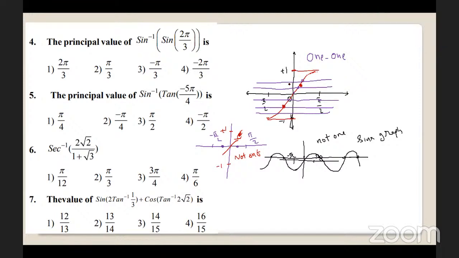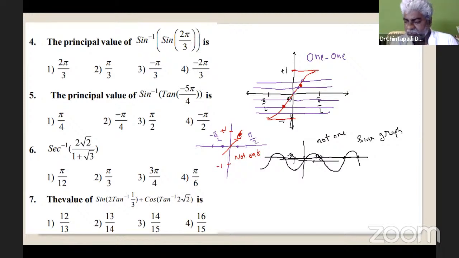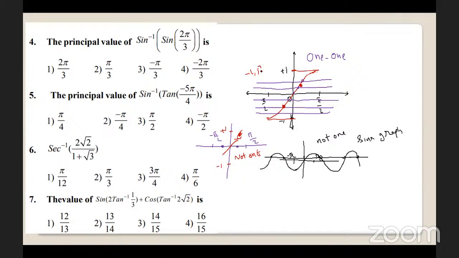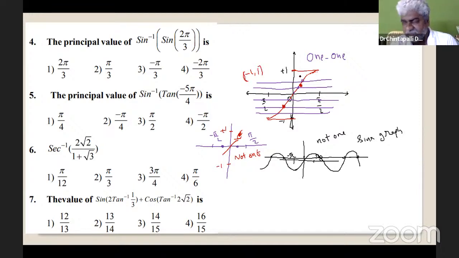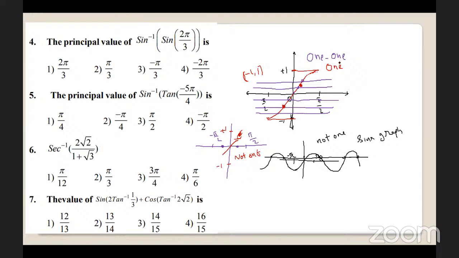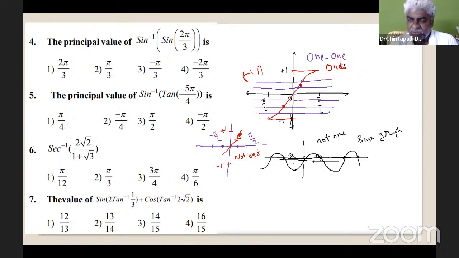But with the full interval, it is 1, 1 and also reaches the maximum value. There is no gap between the maximum and minimum. It covers all points in its range. The range of sin x is negative 1 to positive 1, right? It covers all points in the range of sin x. So it is not only 1, 1, but also onto. If any function is both 1, 1 and onto, that is called a bijection.